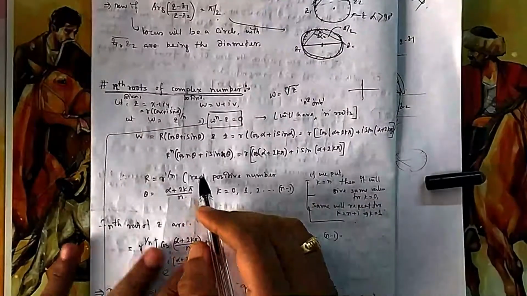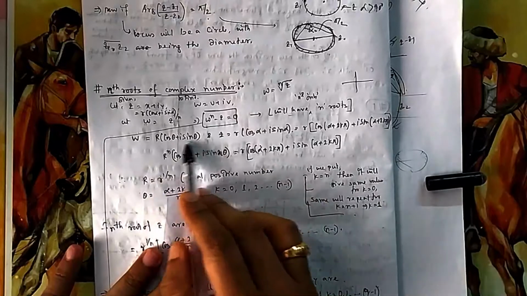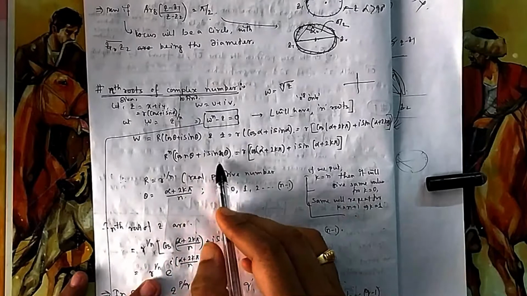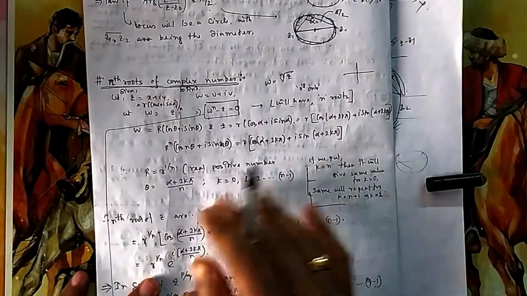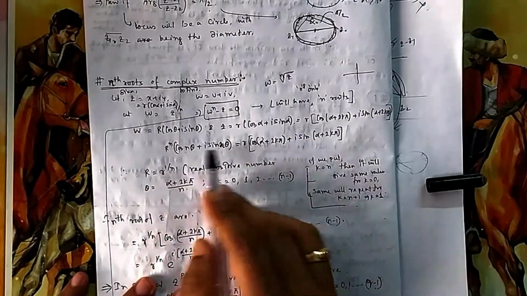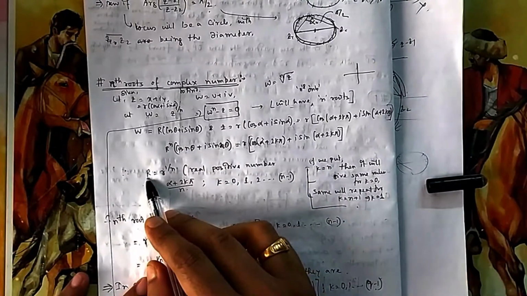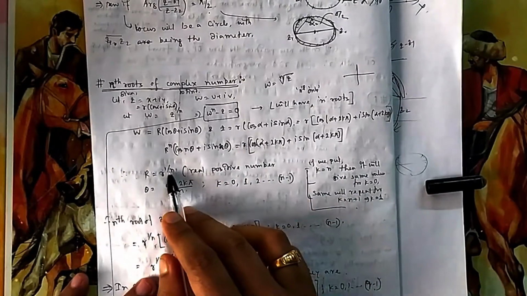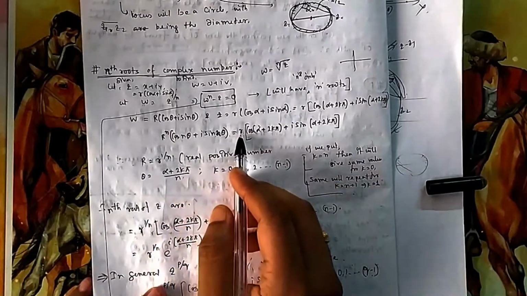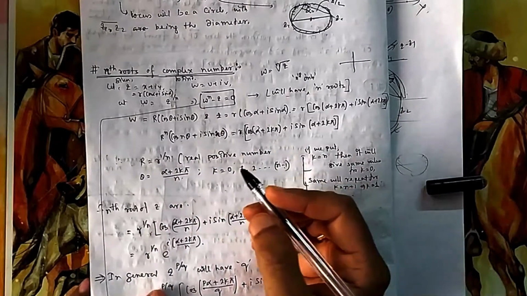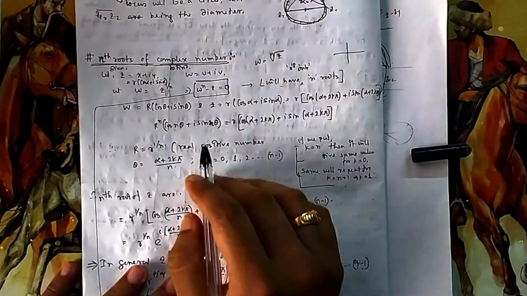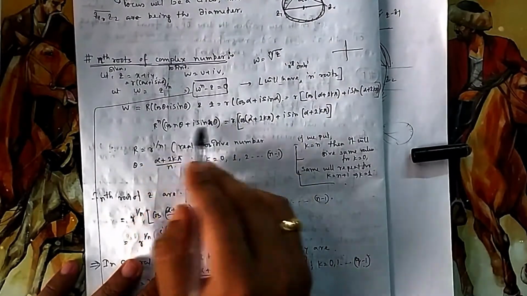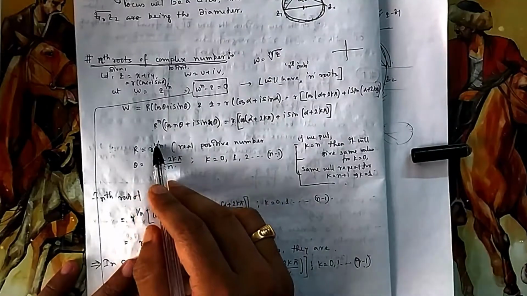Now w to the power n means this to the power n. If we apply De Moivre's theorem, it will be r to the power n, cos n theta plus i sin n theta. So you can equate real and imaginary parts. What will be your r^n if you compare this one first? Directly you cannot take the power 1 by n because De Moivre's theorem is not satisfied for a fractional power. So by comparison, r^n should be equal to the modulus, so this r should be equal to the modulus to the power 1 by n.